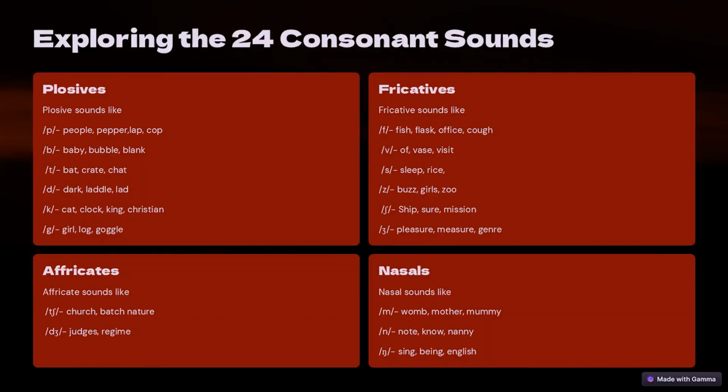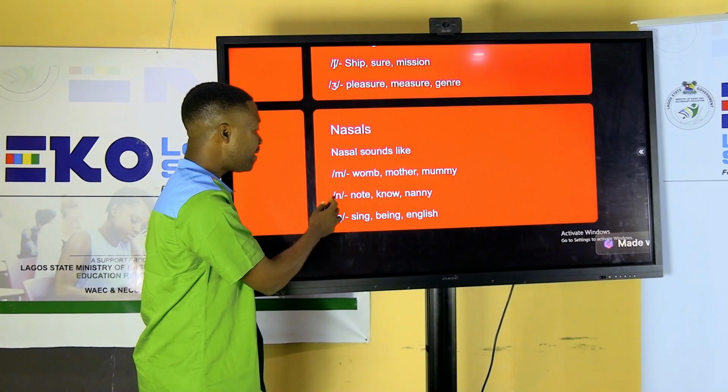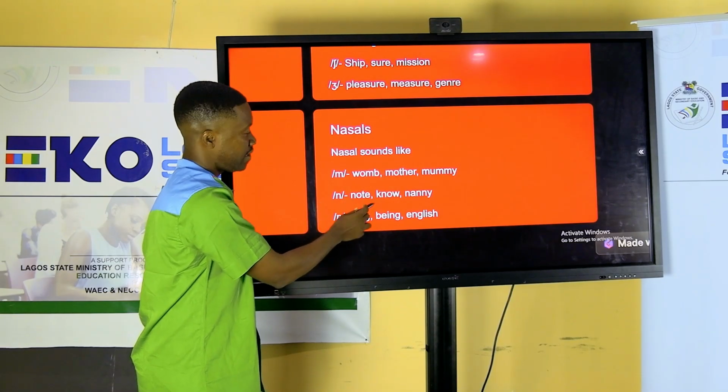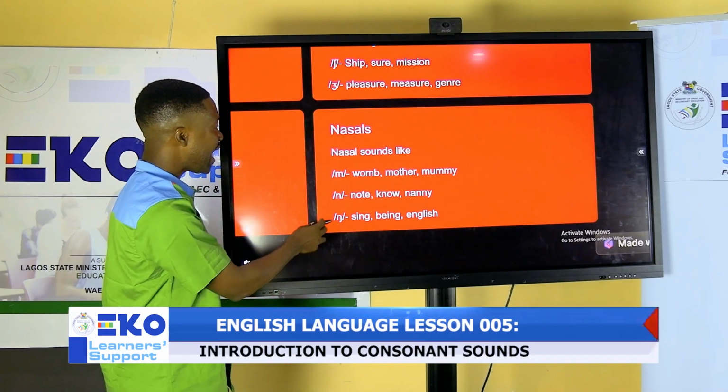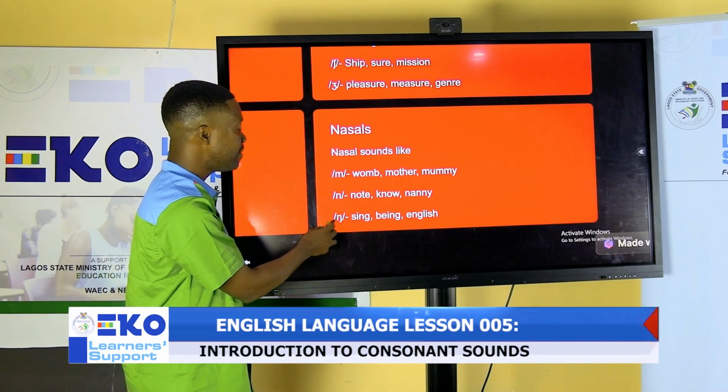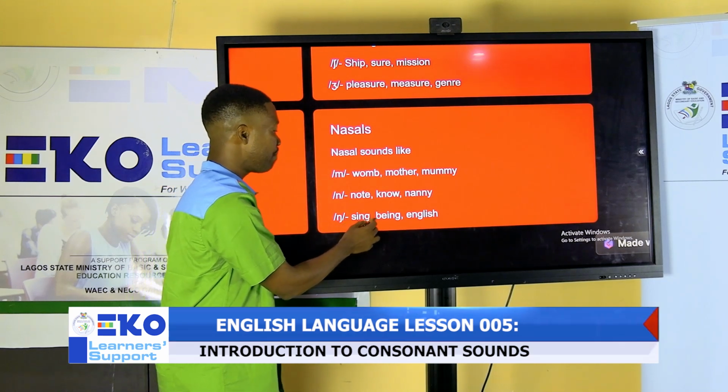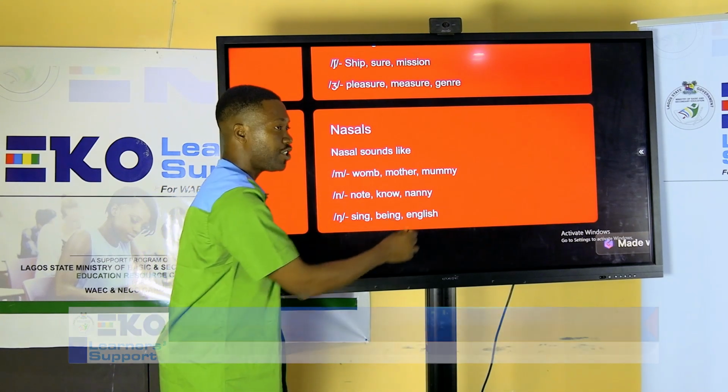Let's go to our nasal sounds. So our nasal sound is m in words like womb, mother, mommy. The next sound is n in words like note, no, nanny. And the last nasal sound is ng in sing, bin, and English.